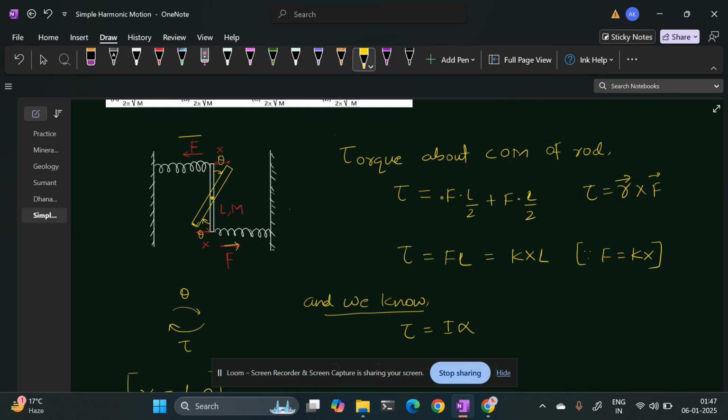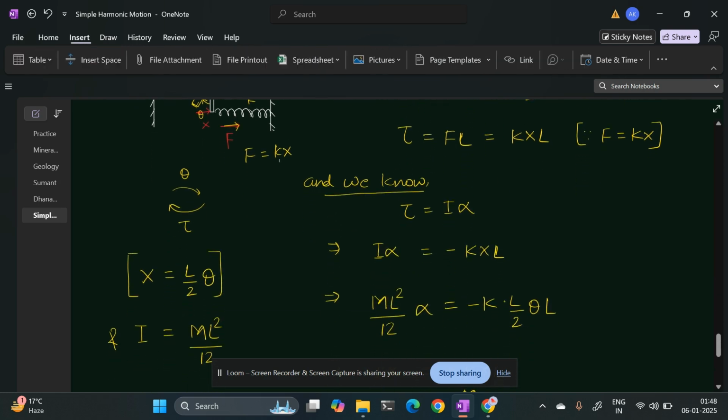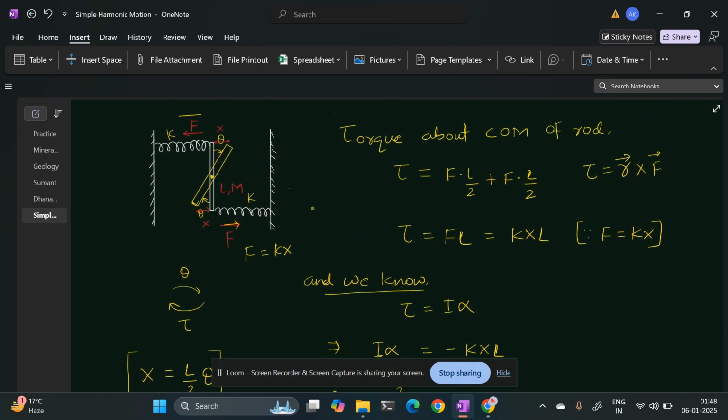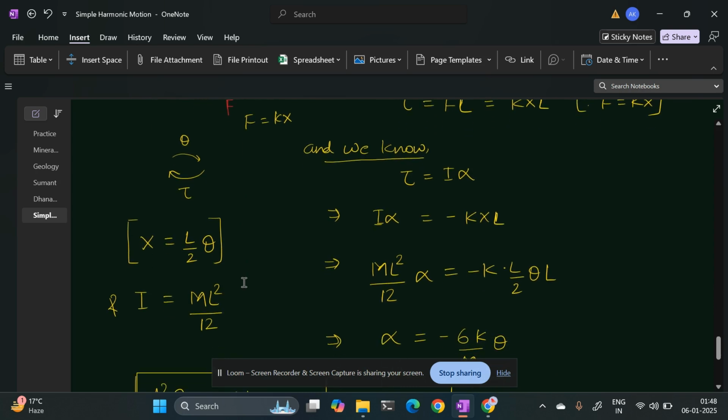From the pivot point, the distance of the force is L by 2, because the length of the rod is L. Both springs have the same spring constant K and are identical, so the force is the same. So torque equals F L, and the spring force F equals K x, so we can write torque equals K x L, and we also know torque equals I alpha. Now we equate these, and we see that theta and torque are in opposite sense. They rotate the rod in opposite senses, so there is a minus sign.